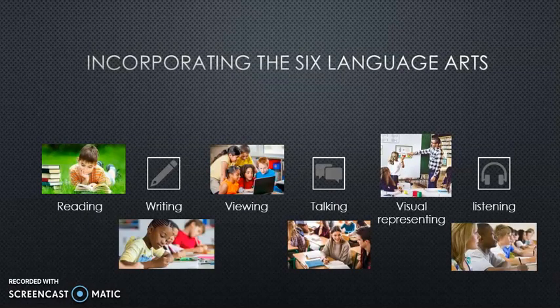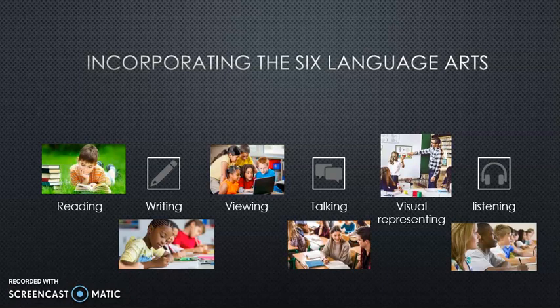So a big part of this class was incorporating the language arts, and I feel that public information campaigns do just that, because not only are students reading about certain concepts and issues, but they have to write about them. They're viewing different videos of what's going on. They're able to talk with not only their classmates, but community members about changes that need to be made.